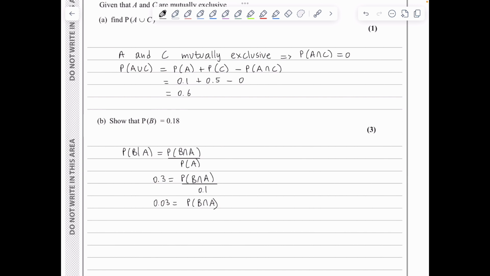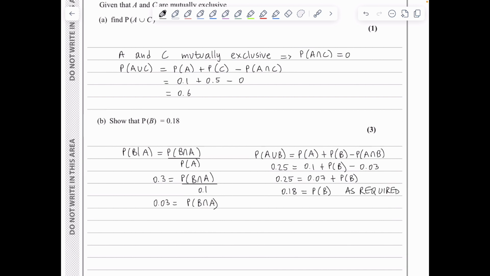Additionally, we know that the probability of A union B is the probability of A plus the probability of B minus the probability of their intersection. The probability of A union B is 0.25, the probability of A is 0.1, the probability of B is what I'm trying to find, and the probability of A intersection B is 0.03. This leads to 0.25 to be equal to 0.07 plus the probability of B, and therefore the probability of B turns out to be 0.18 as required.